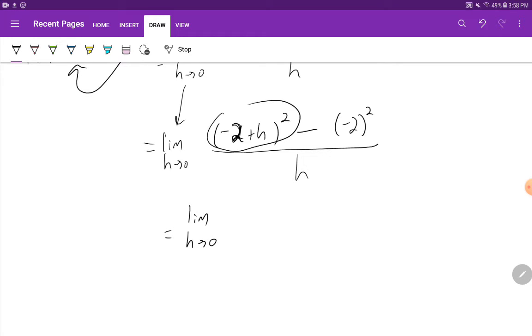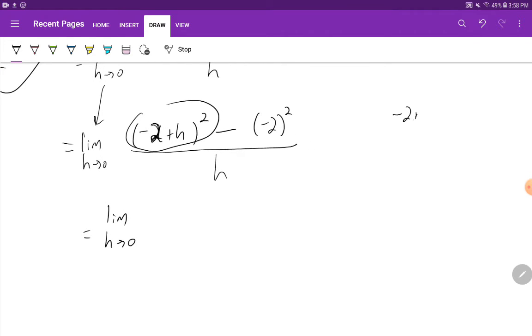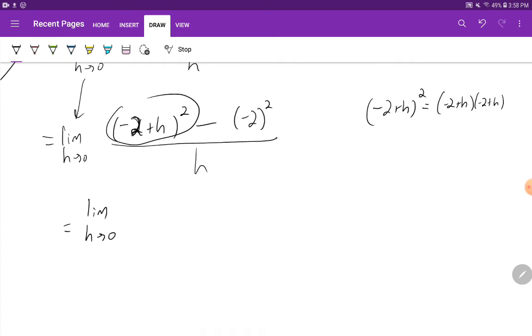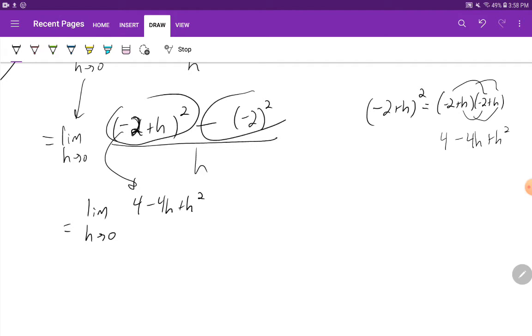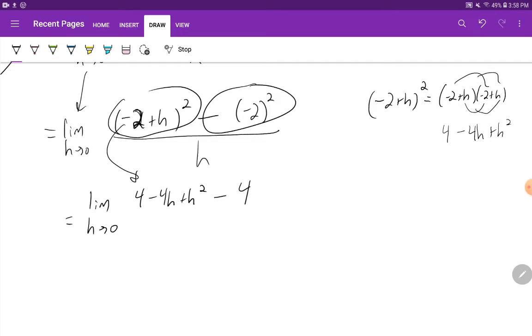So I distribute this first piece out. Negative 2 plus h squared is negative 2 plus h times negative 2 plus h, and I'm going to distribute or FOIL everything out, right? What is that? 4 minus 4h plus h squared. So that was this first piece. We can't forget about the second piece, which is minus 4, right? Negative 2 squared is 4, all over h.